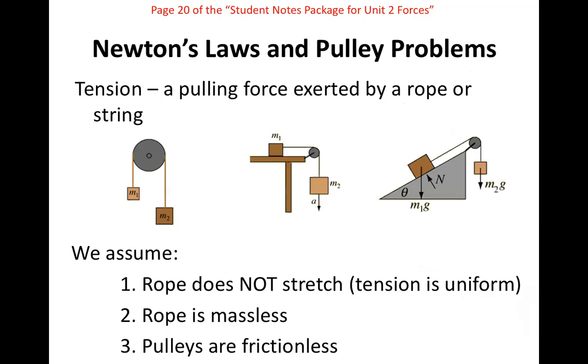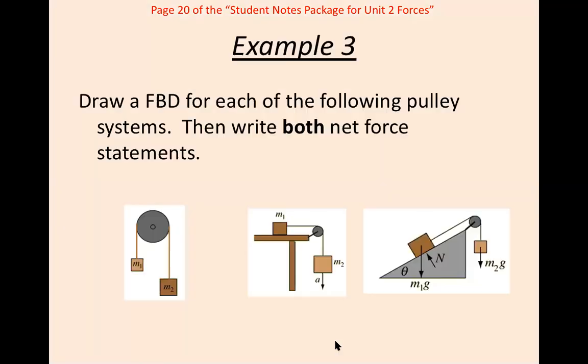When you combine the laws together, you might get pulley problems. In pulley problems, just a reminder that tension is a pulling force exerted by a rope or a string. We can assume that the rope doesn't stretch or break, it's massless, and the pulley is also frictionless, unless otherwise stated.